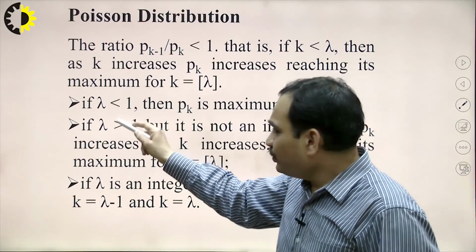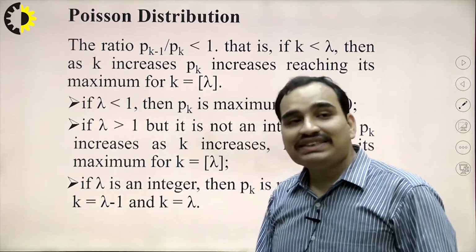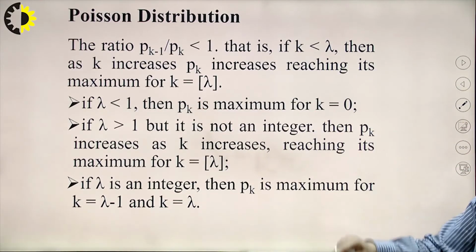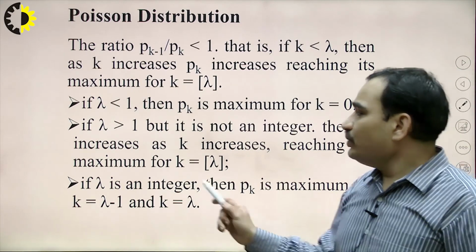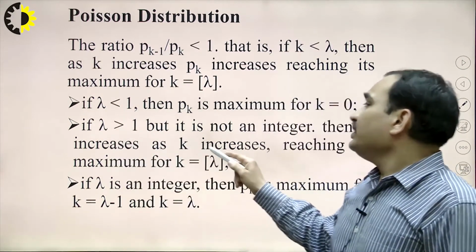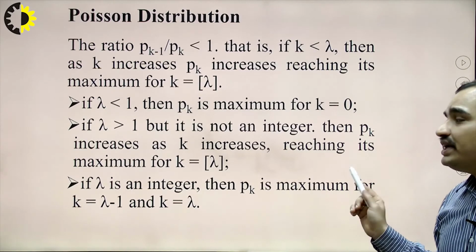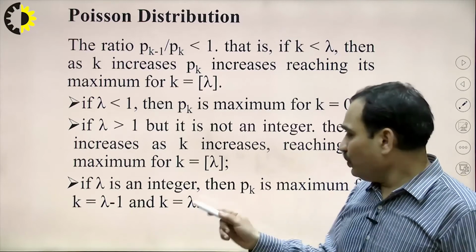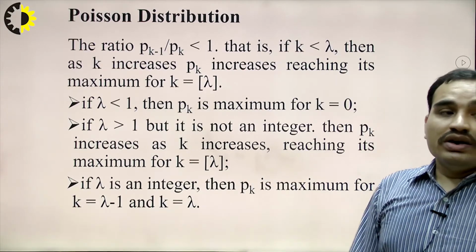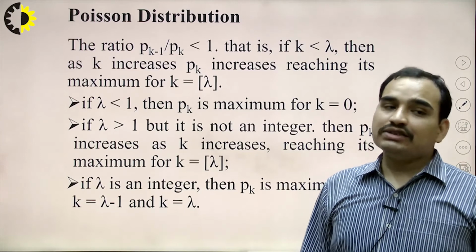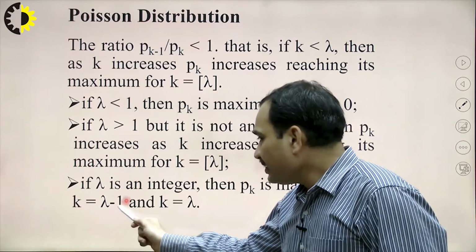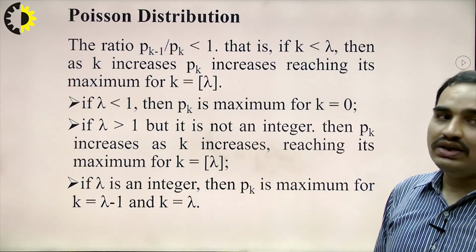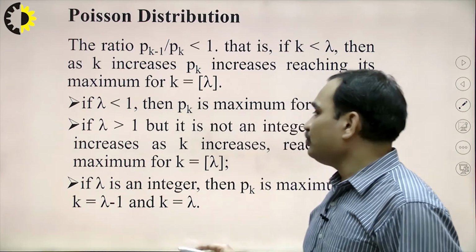So when lambda is less than 1, the probability pk is maximum for k equals to 0. For lambda greater than 1 and not an integer, pk increases as k increases, reaching its maximum for k equals to the integer part of lambda. If lambda is an integer, then pk is maximum for both k equals to lambda minus 1 and k equals to lambda. So this is the Poisson distribution.